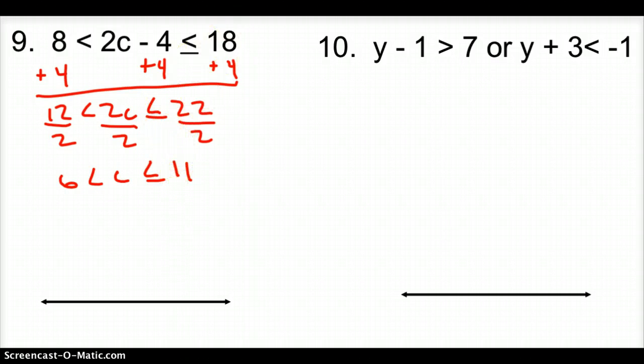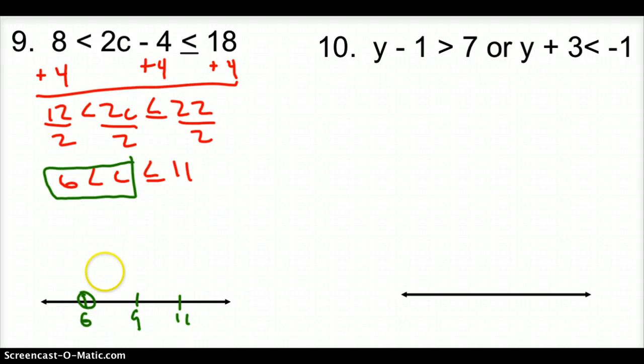Now, how do we graph something like this? Well, let's start with one side at a time. We have the numbers 6 and 11, so I'm just going to put them down. 6, 11, and I'm just going to throw something in the middle. Let's go with 9. So I'm going to start with this first. 6 is less than c. So it's an open circle on 6. Now c is on the right side of 6, so I'm not going to follow the arrow. I'm going to shade to the right.